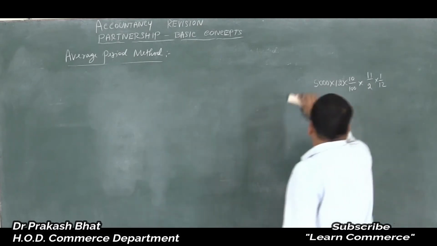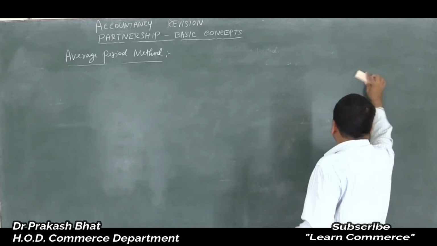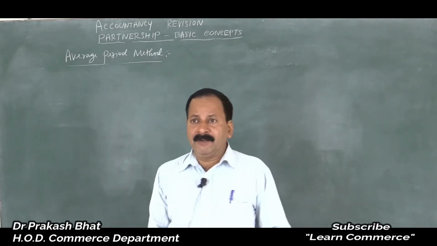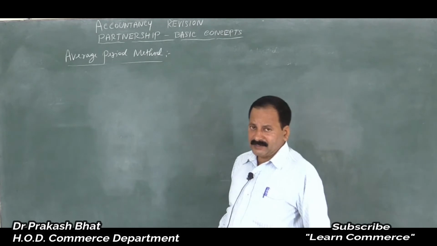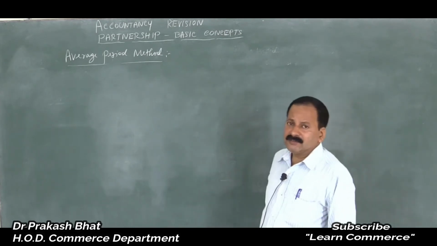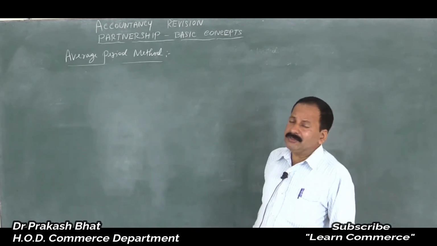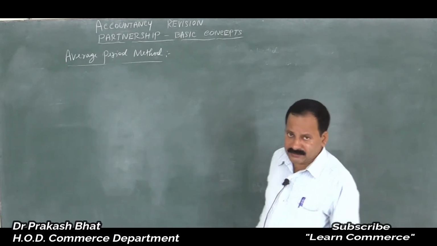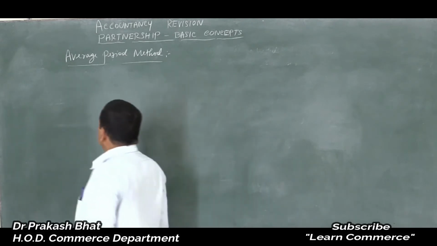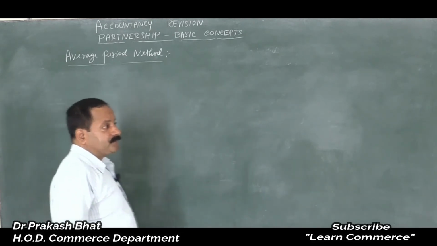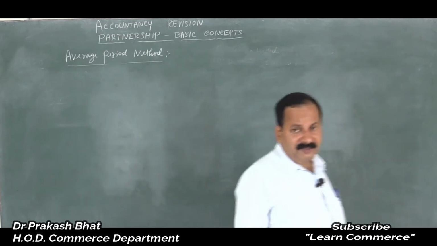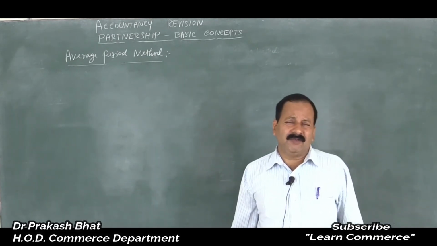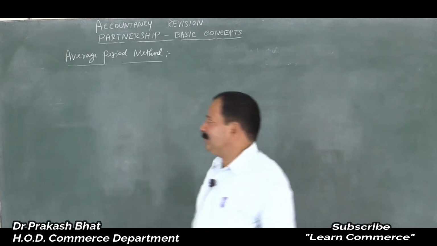How many quarters are there in a year? There are 4 quarters, right? If we calculate April to June, then July to September, then October to December, January to March. These are the 4 quarters in a year, accounting year I am speaking, right? So here they may ask you a problem on quarterly withdrawals also. No worries friends, very simple, don't worry about that.